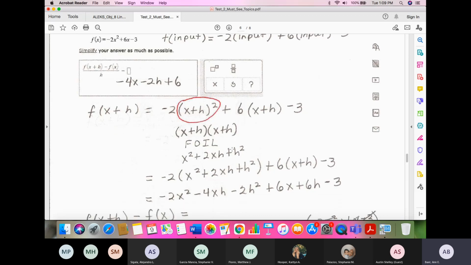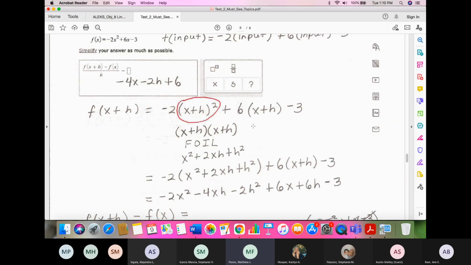Now we can FOIL that. First 2, x times x is x squared. Outer 2, xh. Inner 2, hx, but we can switch that to xh. So we have xh plus xh, which is 2xh. And last 2, h times h is h squared. I have a question. Yes. So I know how you get the x squared and the h squared, but I don't know how you get the 2xh.